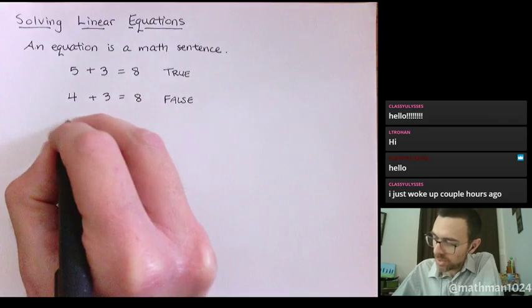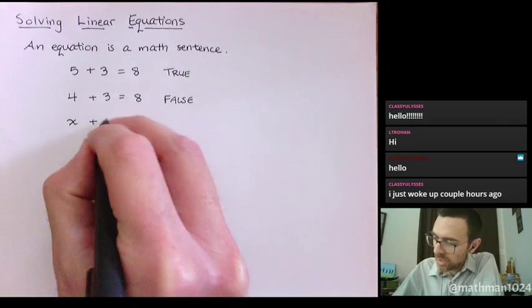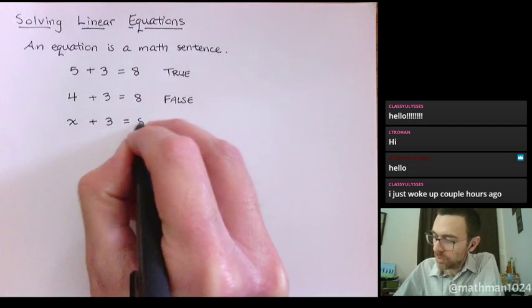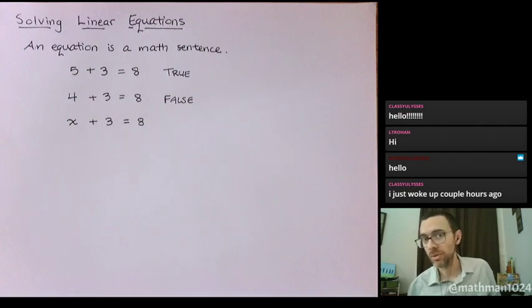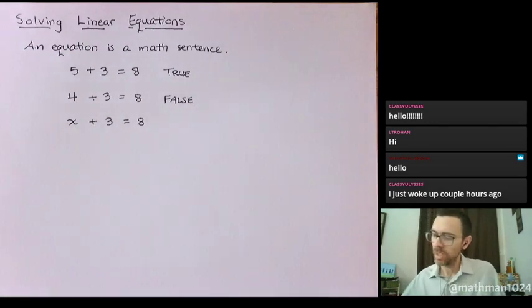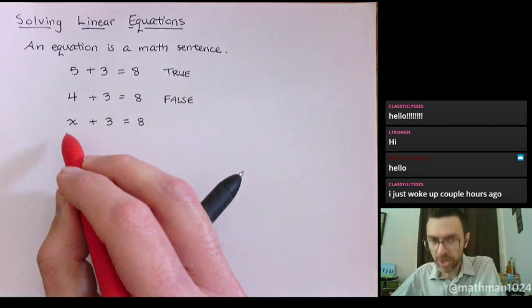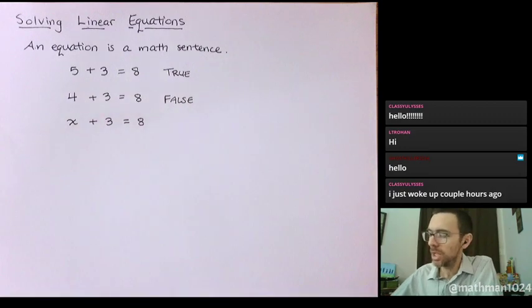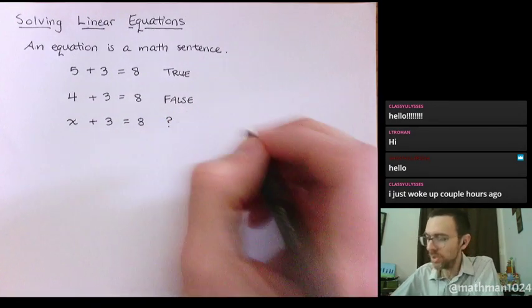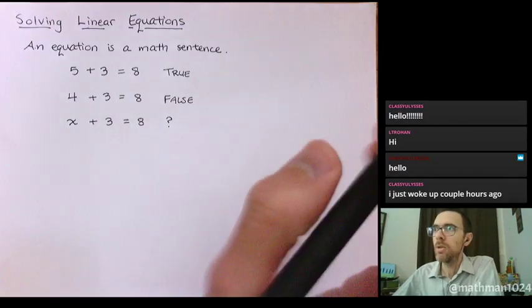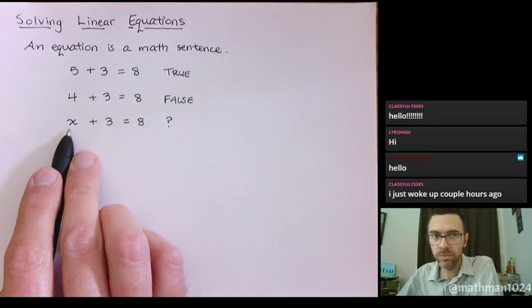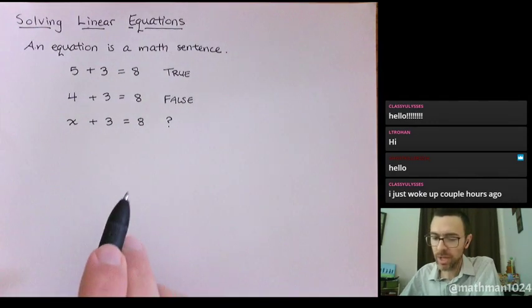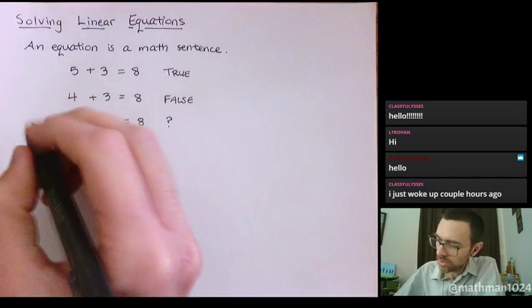But then we have statements like this. If I say x plus 3 is equal to 8, it's at this point that we can't say whether or not this statement is true or false. You're probably looking at this and you say, well, I know what I want x to be. I know what it's supposed to equal so that it is a true statement. But right now, we don't know if this is true or false. The big thing about solving linear equations is that it's our job to figure out what this should equal so that it is a true statement.